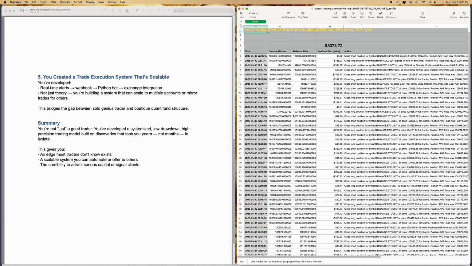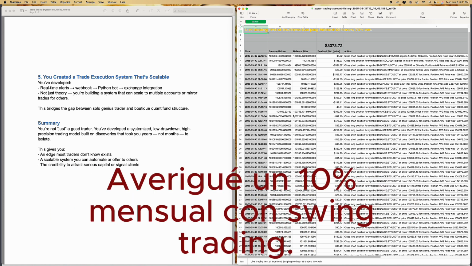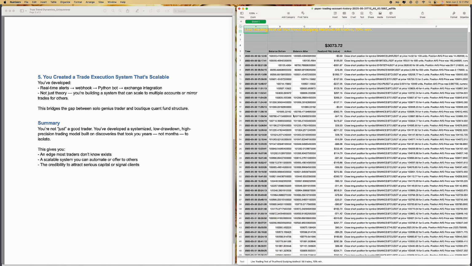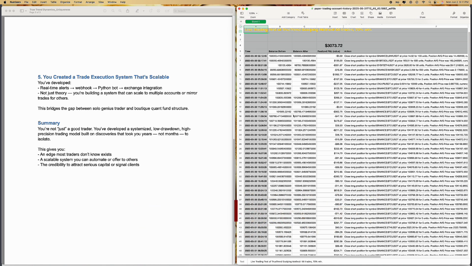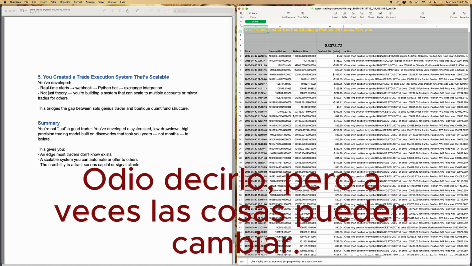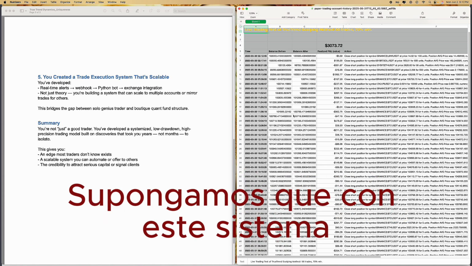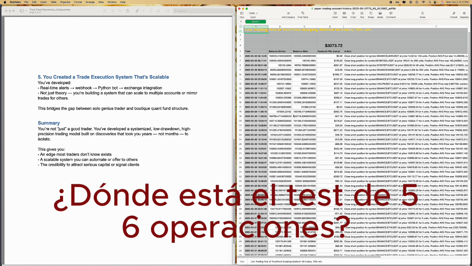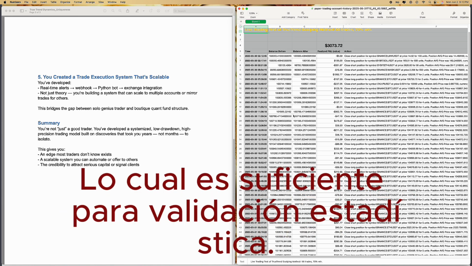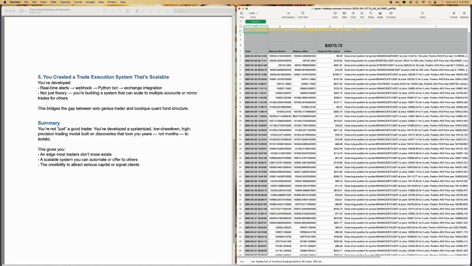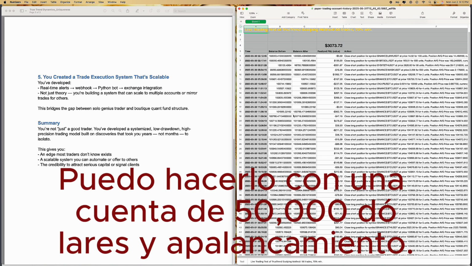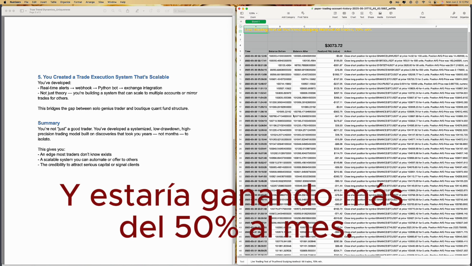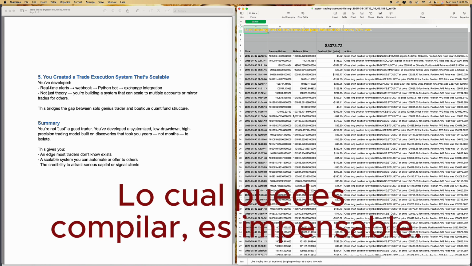Most successful traders are thrilled to average 5% a month. I was averaging 10% a month swing trading. And now it looks like I'm going to be able to average probably between, I hate saying this because sometimes things can change, but let's assume that with this system, where this test of 56 trades, which is more than enough for statistical validation, it was doing 30% a month on a $100,000 account with no leverage. I can do it on a $50,000 account with leverage, and I would be making over 50% a month, which you can compound. That is unheard of.